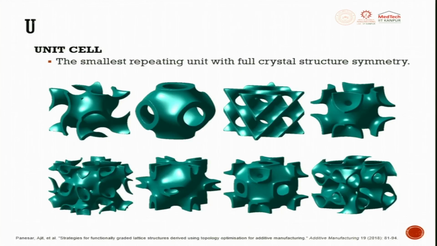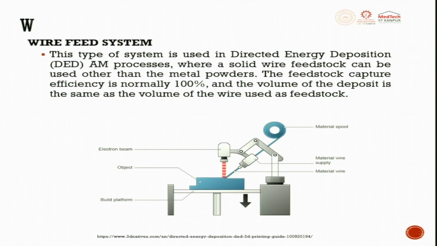Unit cells: the smallest repeating unit with full crystal structure symmetry is called a unit cell. You can have unit cells of all these types, you can have a combination or you can have individual ones. All these things depend upon the build time as well as the strength of the built object.